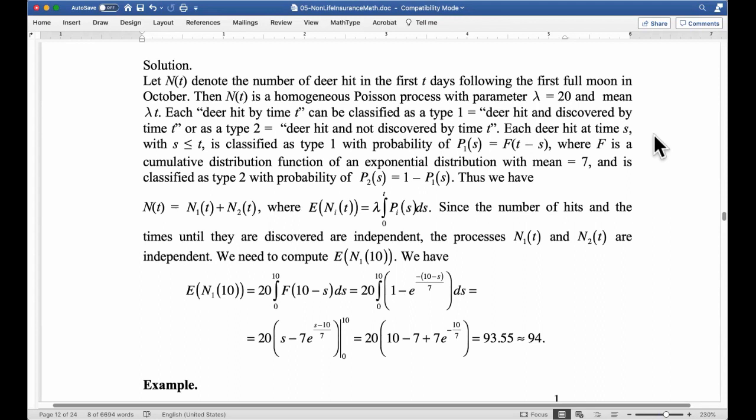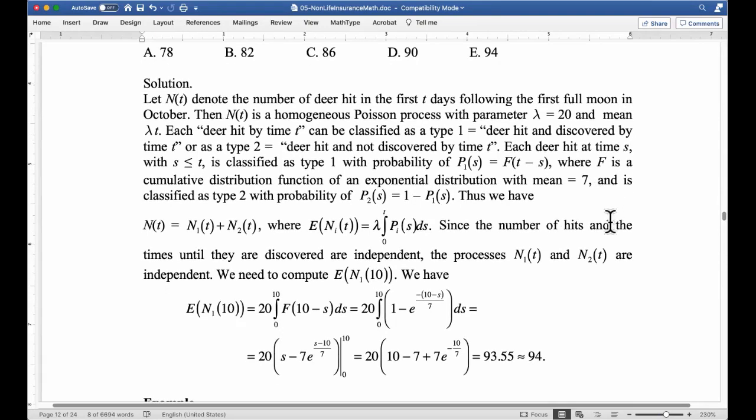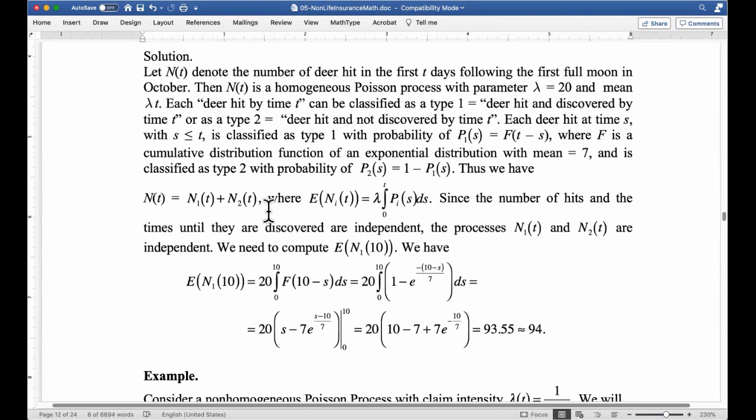Each deer hit at time s with s less than or equal to t is classified as type 1 with probability p1 of s equal to F of t minus s, where F is the cumulative distribution of an exponential distribution with mean equal to 7, and 1 minus that is the other classification, because discovery has an exponential distribution with a mean of 7 as given. Thus N of t is decomposed into N1 of t plus N2 of t, and E of Ni of t is lambda times the integral from 0 to t of pi of s ds. Since the number of hits and the times until they're discovered are independent, the processes are independent. We need to compute the expected value of N1 of 10.